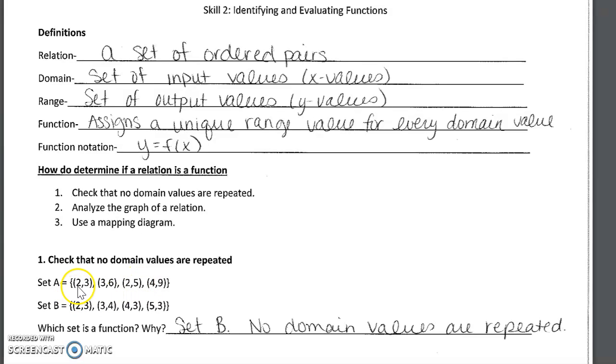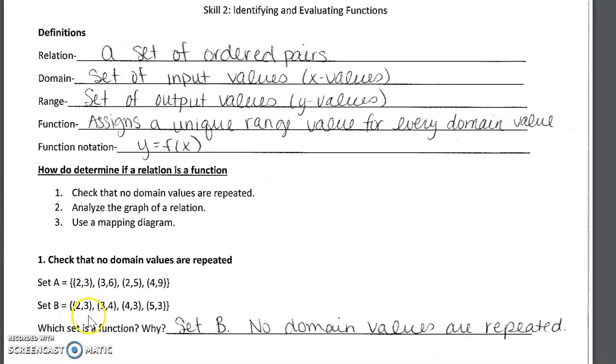So what you're looking at is that you have an input value of 2 and it has two output values, both 3 and 5. And so that's what's making it not a function. Okay, set B. A lot of students struggle with this.